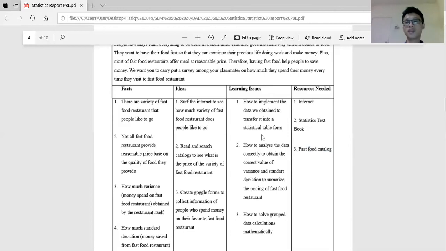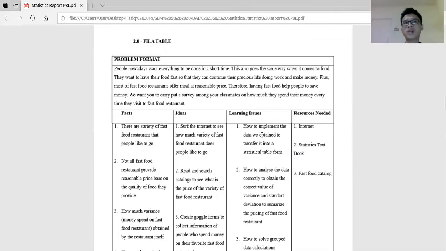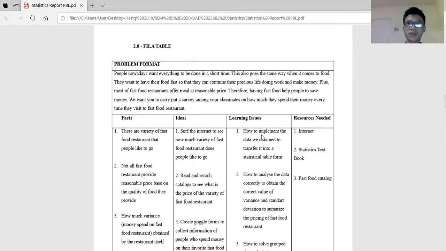So that's it from me, and next I will show you the data from the Google form and the question that I would like to put in the appendix. So after this I'm going to show you the data and the question and summarize it. So that's it from me. Thank you.